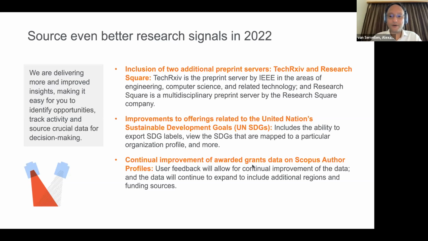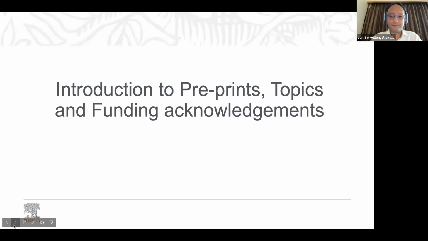And we're adding awarded grants data to the Scopus author profiles. Currently, we don't cover globally all of the funding bodies in the world, so this is maybe a little bit less relevant for Malaysia than it is for Europe or America at this point in time. Okay, so this is like the latest kind of new types of data that we're adding to Scopus. I already gave an introduction about preprints, so we're going to kind of reiterate that, but we'll also look a bit more closely at what are topics and what are funding acknowledgements.